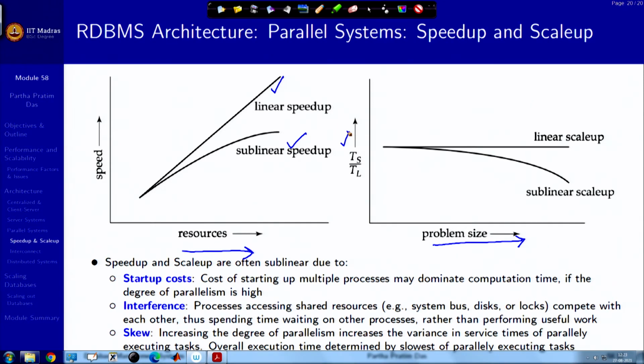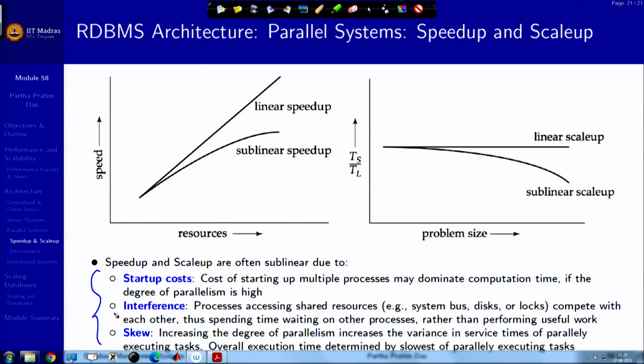You would expect it to be linear, but it does not; rather it becomes sublinear, it starts to fall off. This is very typical, and there are several reasons for this. One could be that you are running multiple processes now in either case. So, the startup cost of starting multiple processes will start dominating if the degree of parallelism starts getting high.